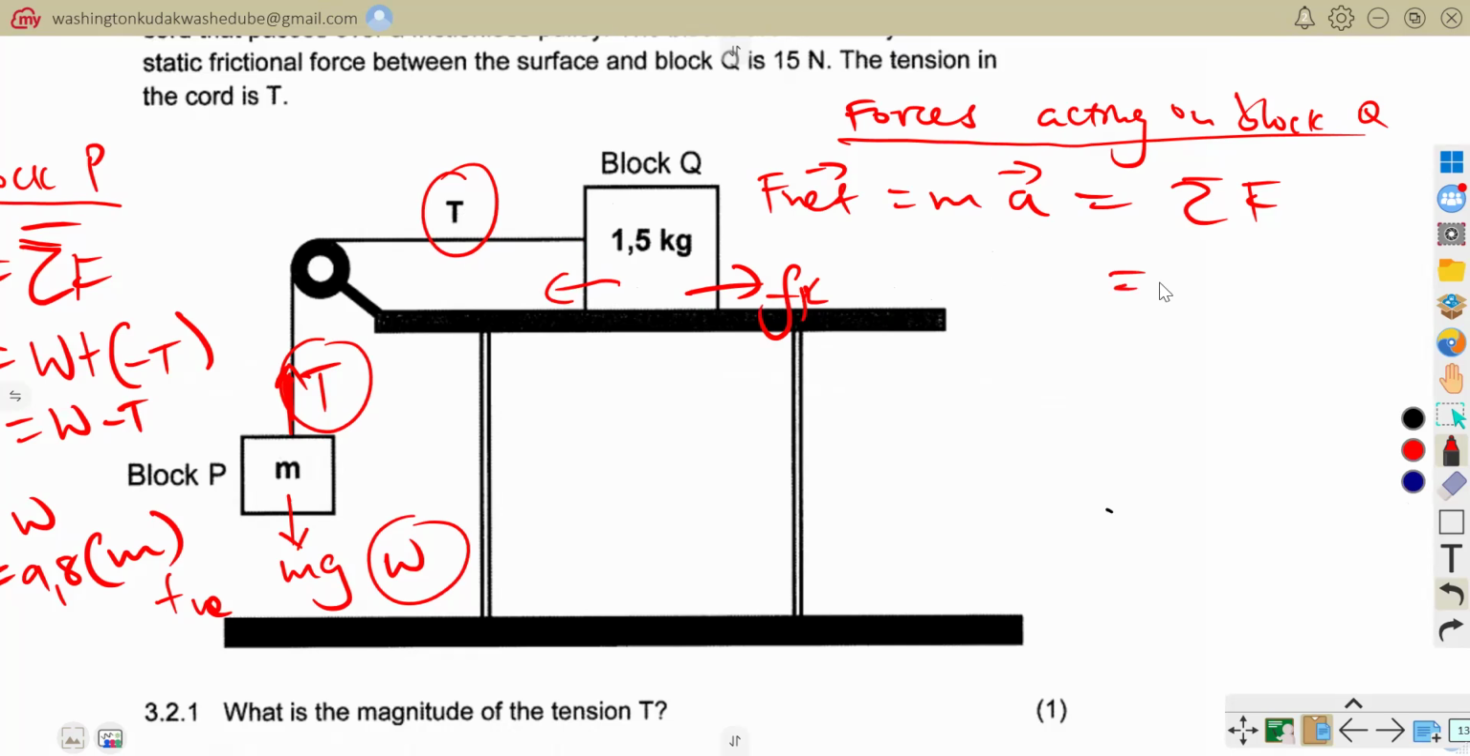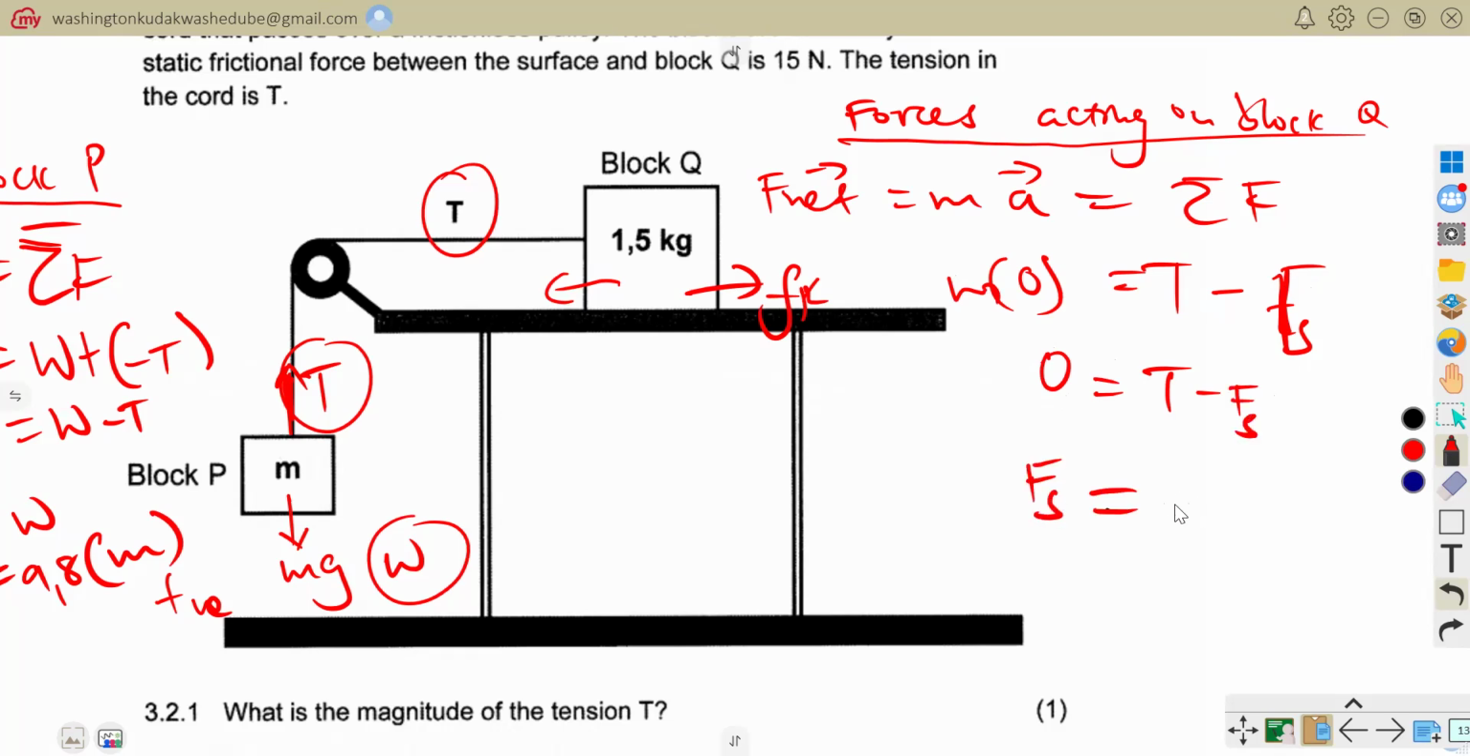So you would see that the vector sum would say tension is the one that is positive. T minus Fs, because our frictional force is due to the static frictional force. Why? Because they said the object is stationary. And because the acceleration is zero, our net force is zero. So we have T minus Fs equals zero, so our static frictional force is equal to our tension. We have been given the value of this to be 50 newtons, so our tension is equal to 50 newtons.